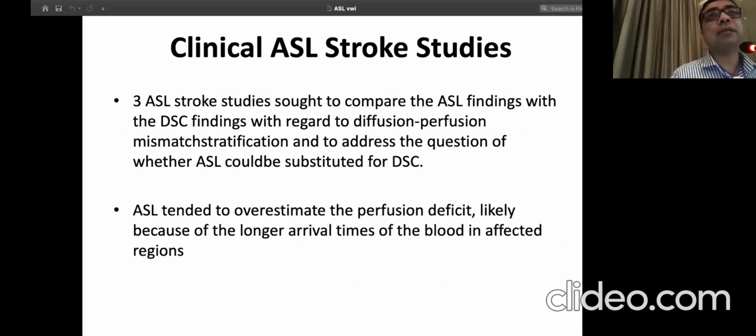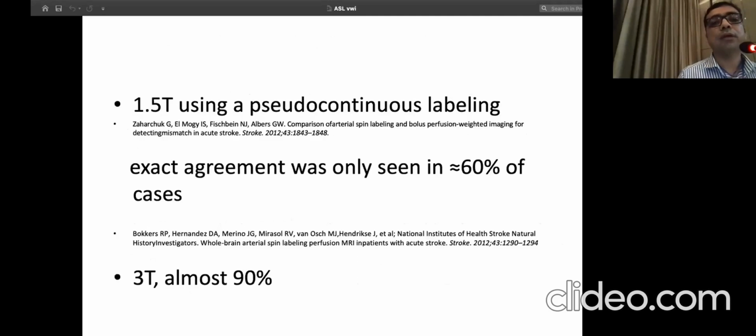Since 2000, this ASL has been incorporated. Multiple studies have been done. In 2012, there was a comparison study with the T2 perfusion, and they found it okay. It's doing pretty good, or pretty okay. Then they said further work needs to be done, but yes, it can be utilized. With 3T, the studies mentioned here show almost 90% correlation with T2 weighted perfusion. With 1.5T, it was 60%.